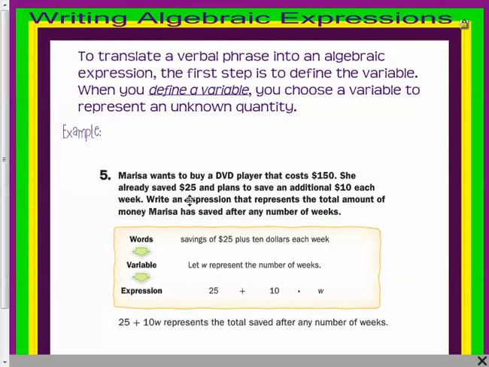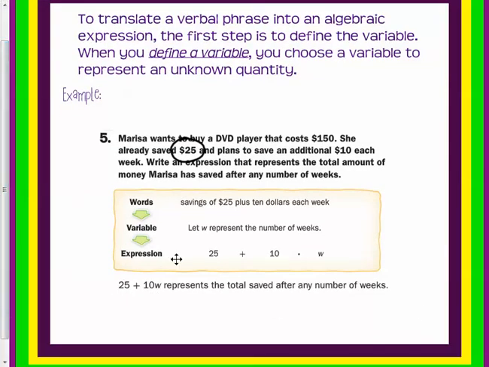If we have a situation like Marissa wanting to buy a DVD player that costs $150, and she's already saved $25 and she plans to save an additional $10 a week, then we know she's got 25. We're adding that to the amount that she's planning on saving, which is $10 per week. But since we don't know the number of weeks, we represent it with a W. So 25 plus 10W represents the amount that she's saving for any number of weeks. If she's saving for 2 weeks, we plug in 2: 20 plus 25, 45. If she's saving for 5 weeks, 50, because 5 times 10 is 50, plus 25 is 75. So she has $75.